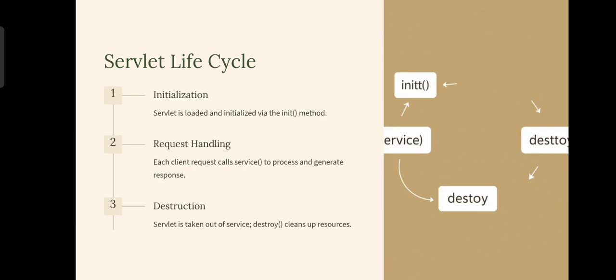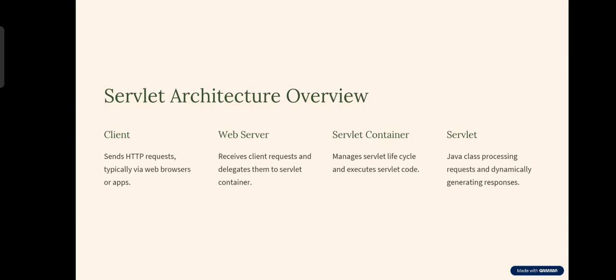Second is request handling. Each time a request is made to the servlet, it receives HttpServletRequest and HttpServletResponse objects. It dispatches the request to doGet, doPost, etc., based on the request method. The third one is the destroy method, called once when the servlet is being taken out of service, for example at server shutdown. It is used to release resources like closing database connections. This is the servlet lifecycle.